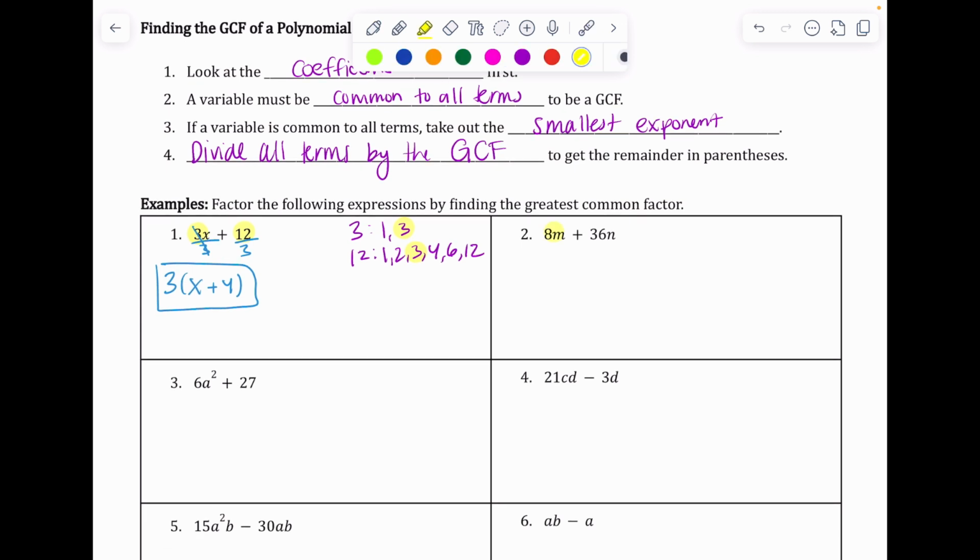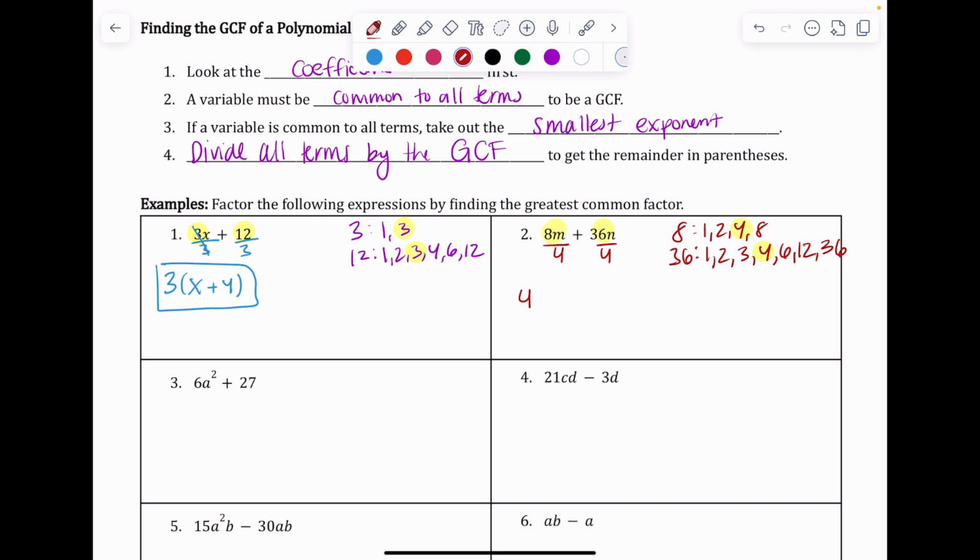In this case, it's going to be 8 and 36. If you need to list them out, list them out. Eventually, you'll see what your greatest common factor is. What numbers go into 8? That's 1, 2, 4, 8. What goes into 36? That's 1, 2, 3, 4, 6, 12, and 36. Okay, what's the greatest common factor? In this case, it would be 4. Okay, so I can factor out or divide both of them by 4.